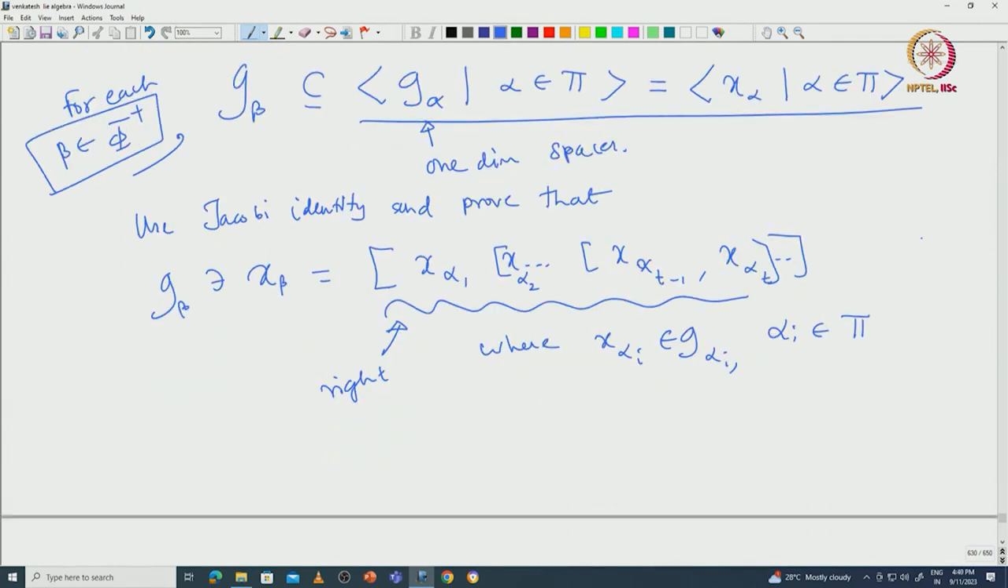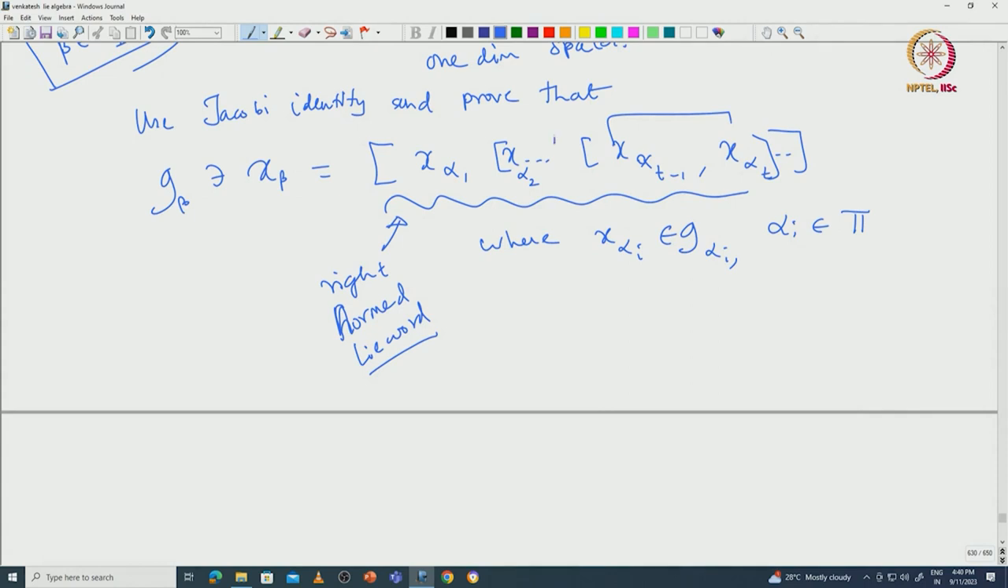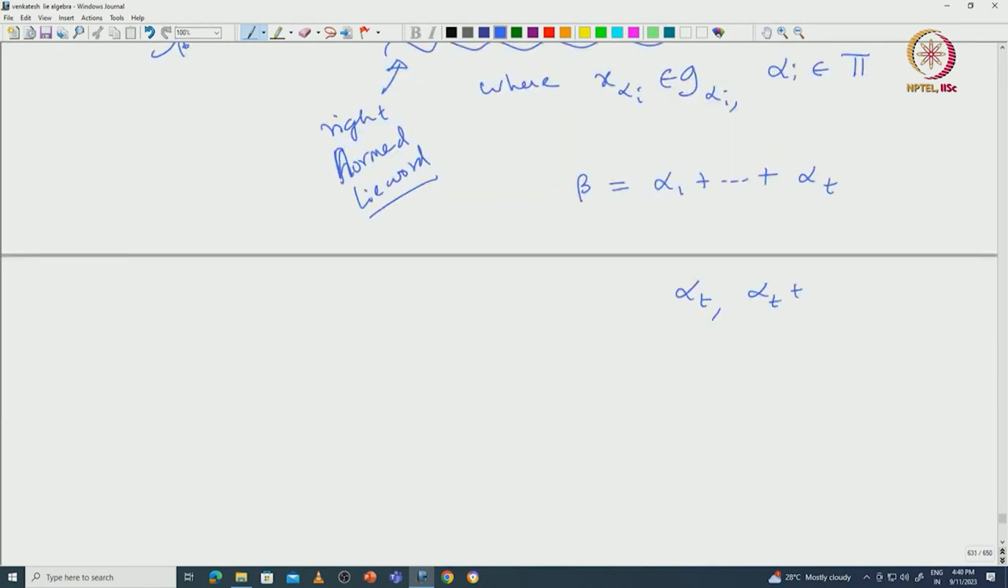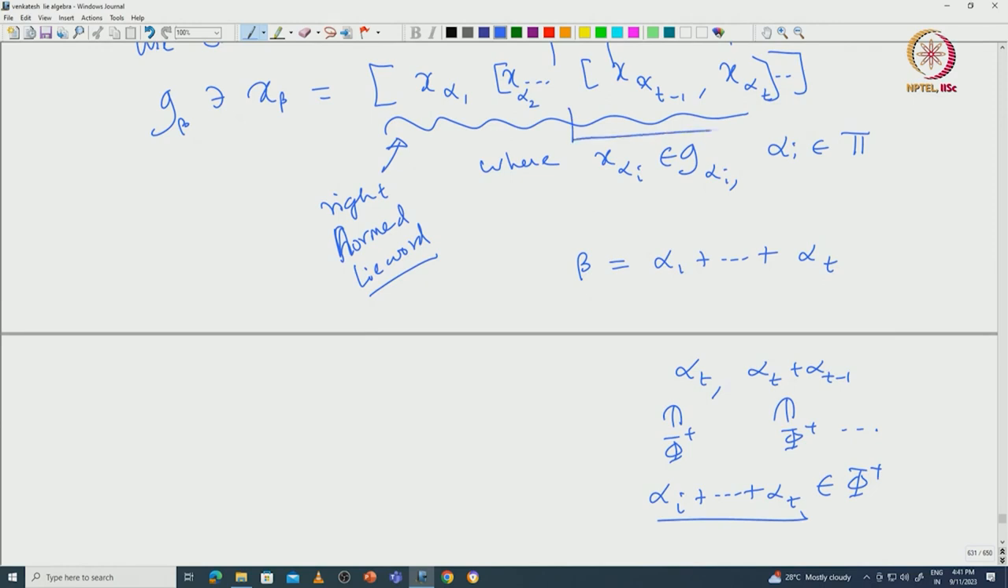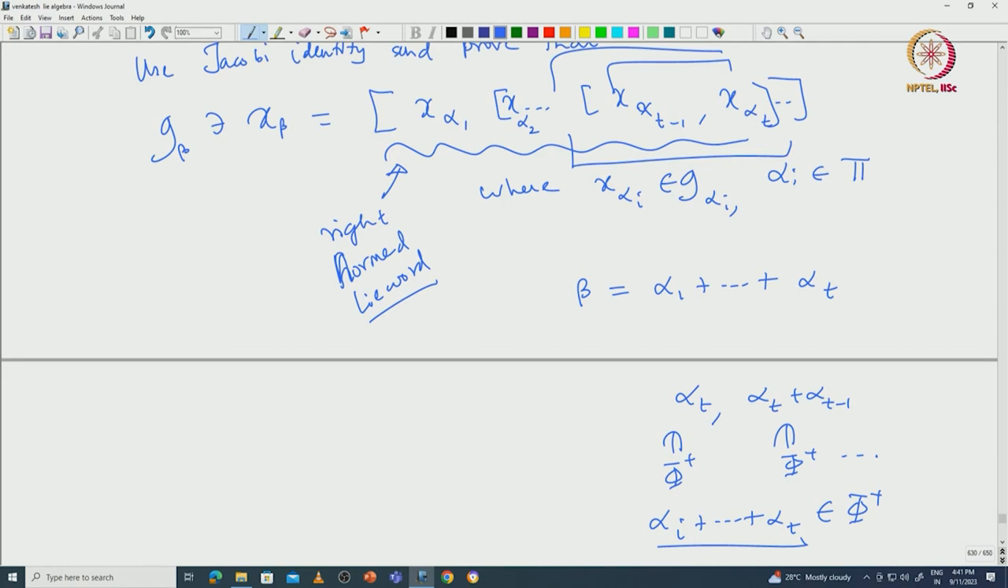So, now using the Jacobi identity, since this lies inside the subalgebra generated by X alpha, alpha in pi, X beta can be written as a Lie product of this form. Okay. This is called a right normed Lie word formed from these X alphas. So, now you can see that this bracket must be non-zero, as well as, for any given i, the bracket must be non-zero. So, that means this beta is first of all alpha 1 plus etcetera plus alpha t, and alpha t plus alpha t minus 1, all of them must be roots, there is no other option. This is in phi plus, this is in phi plus and so on. Alpha i plus etcetera plus alpha t should also be in phi plus, because this sum corresponds to taking the bracket up to i. Okay, because the successive bracket should be non-zero because X beta is non-zero.